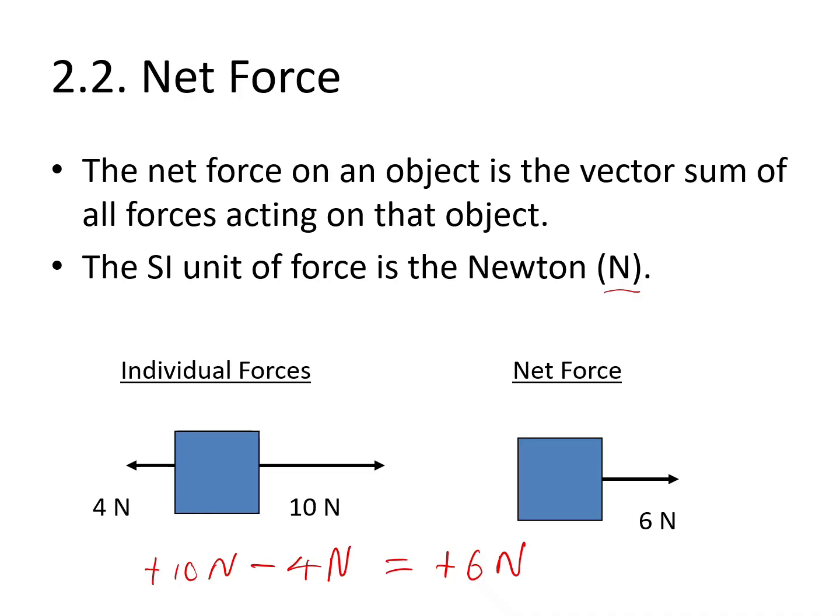Notice that the net force points in the direction of the larger force. A 6 Newton net force does not mean that only one force is acting. It means that the combined effect of the two forces is equivalent to a single 6 Newton force directed to the right. Because the net force is not zero, the object's velocity must change.